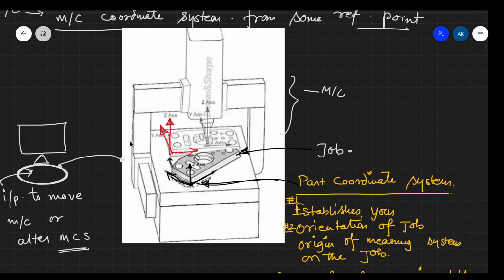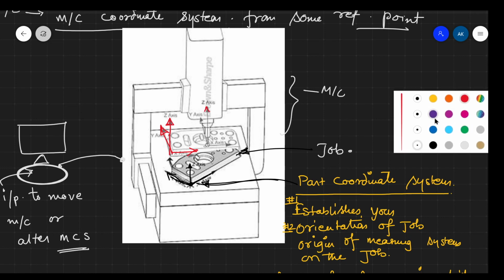So, but the part coordinate system can be different. It depends on the orientation. So earlier, when CMM was not there, it was a very tedious job to orient your part coordinate system parallel to your machine coordinate system. Now here you can see this is the machine coordinate system.